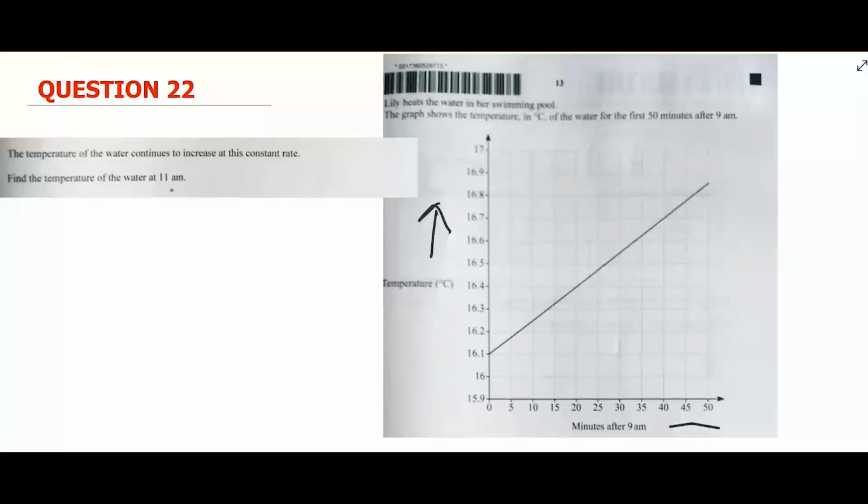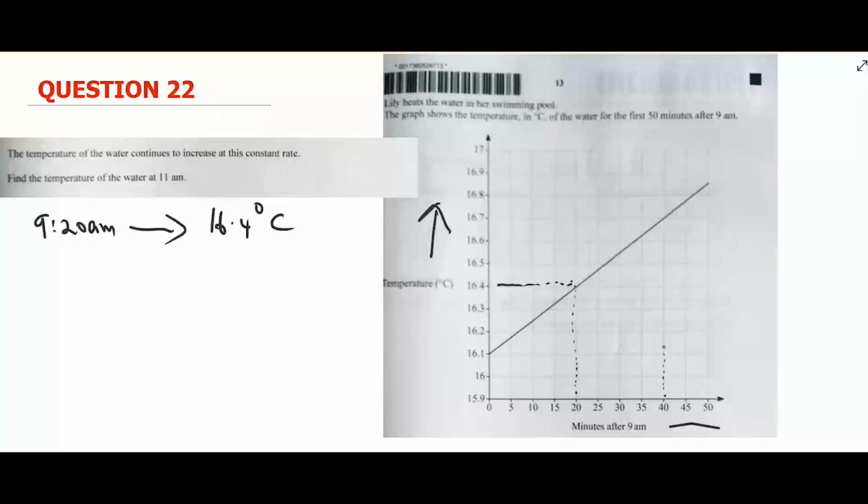So this is pretty simple. What we need to do is just look at where we can have the minute and the corresponding temperature. So let's look at 20 up here. If you trace 20 up here, you can see that this is 9:20. So by 9:20 a.m., the temperature is, if you trace it here, 16.4 degrees Celsius.